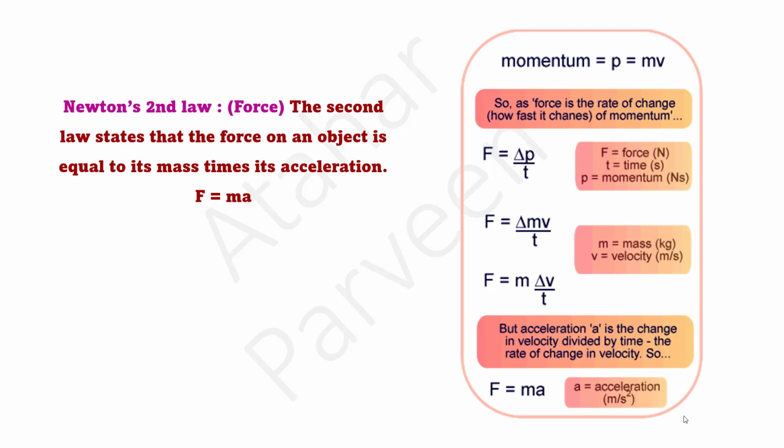The first one is that force is equal to change in momentum upon time. Rate of change of momentum means delta P by T. Next one is F is equal to delta mv by T, because momentum is mass into velocity, right? So you can substitute it there and we can get F is equal to delta mv by T. Correct? But can the mass of the body change? It will not change, right?